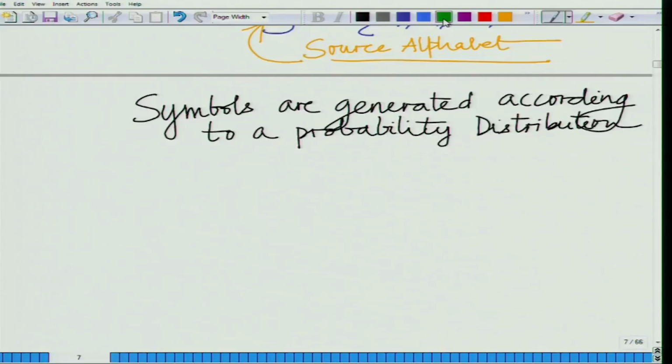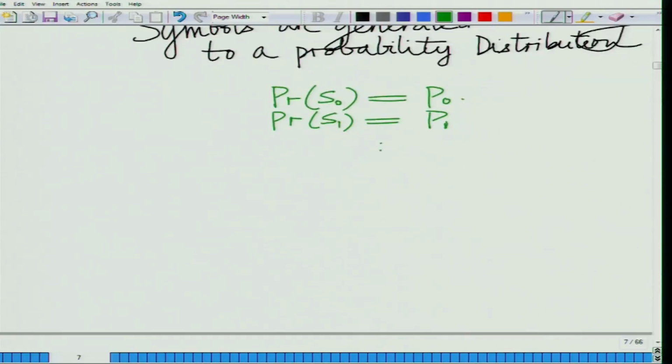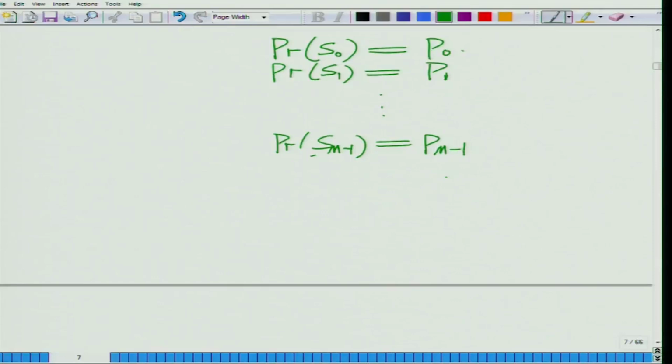The symbols are generated according to a probability distribution. We have the probability of the symbol S0 equals P0, probability of the symbol S1 equals P1, so on and so forth, probability of the symbol Sm minus 1 equals Pm minus 1, and naturally these satisfy the axioms of probability.